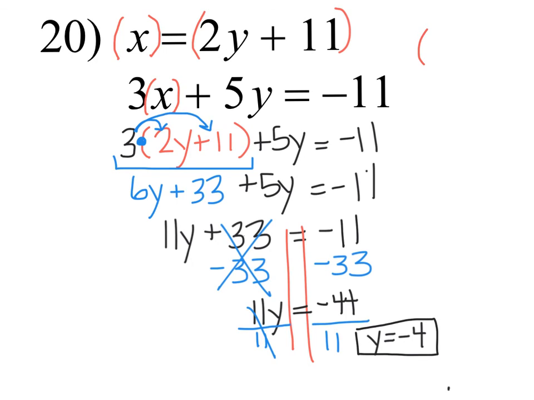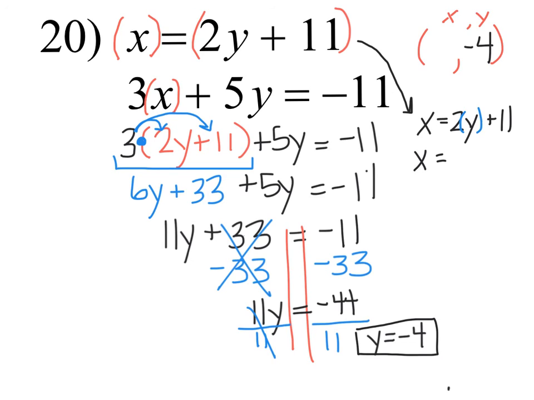Go up to the top. Our final answer is our xy coordinate pair. Let's see, we've got a y number. Now we have to calculate an x number. So I'm going to steal this statement that tells me how to do that. Tells me x is the same thing as 2 times my y number plus 11. So I'm going to take my y and I'm going to substitute in negative 4, since we just discovered that that is what y is.